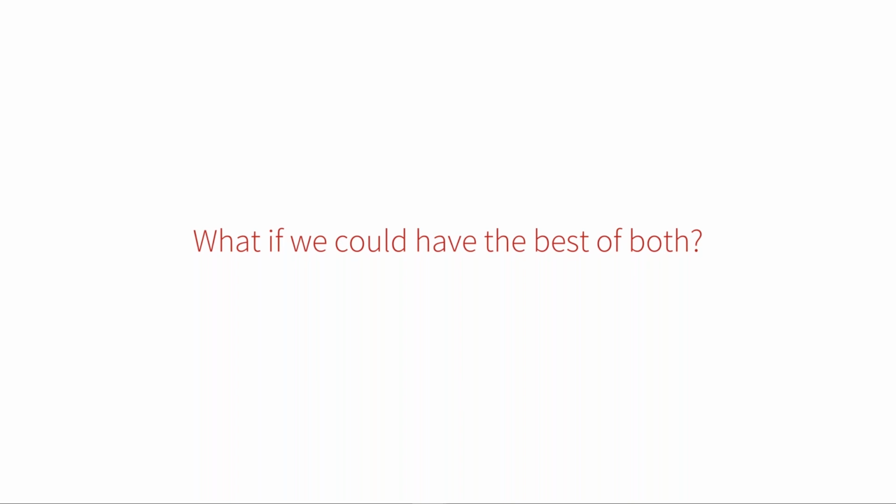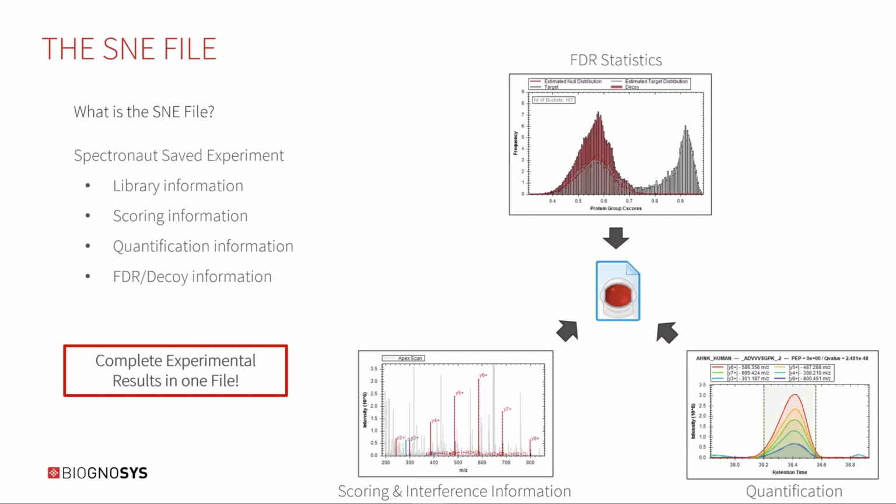Before I start with that, I quickly want to give a short introduction to what the SNE file actually is. For those who have used Spectronaut in the past, they might be familiar with it, but it's essentially a saved experiment file for Spectronaut. And that contains library information, scoring information, all the quantification information, and importantly also FDR and decoy information. So it's essentially a complete experiment in one file.